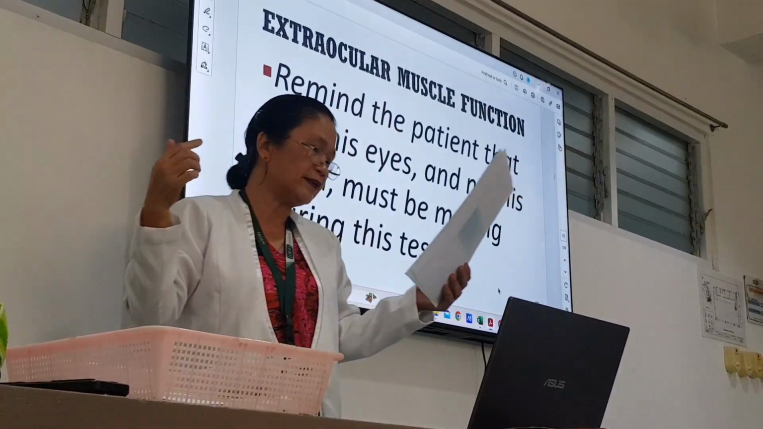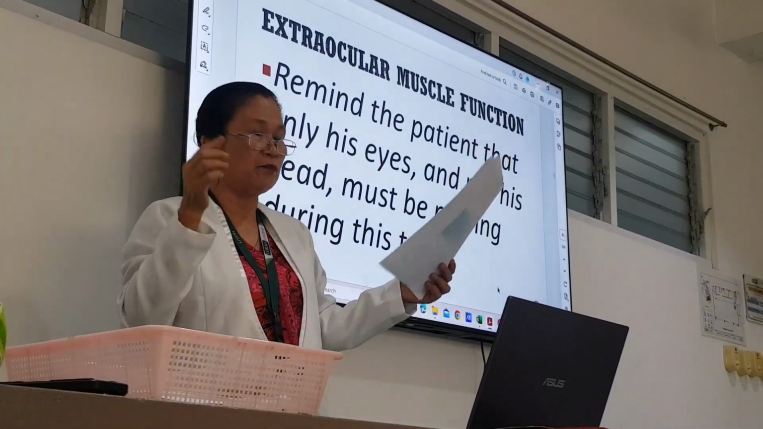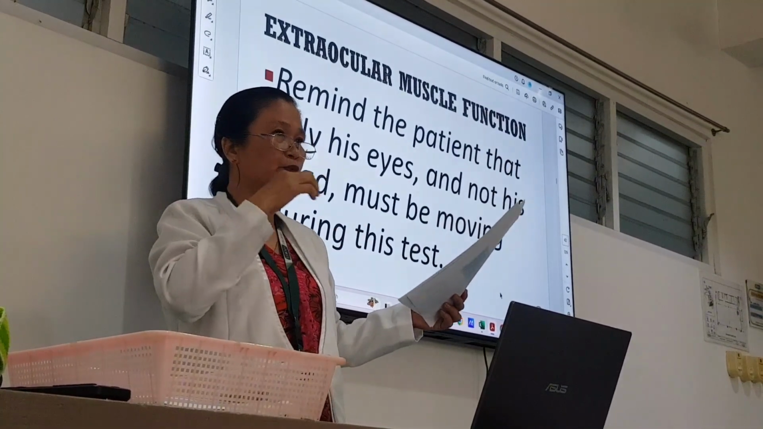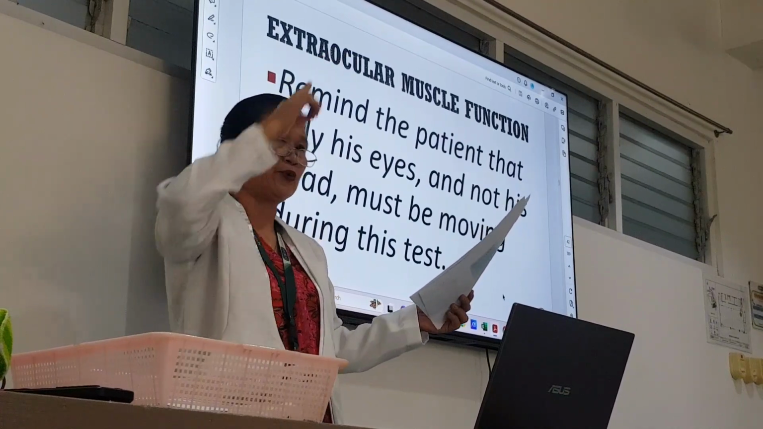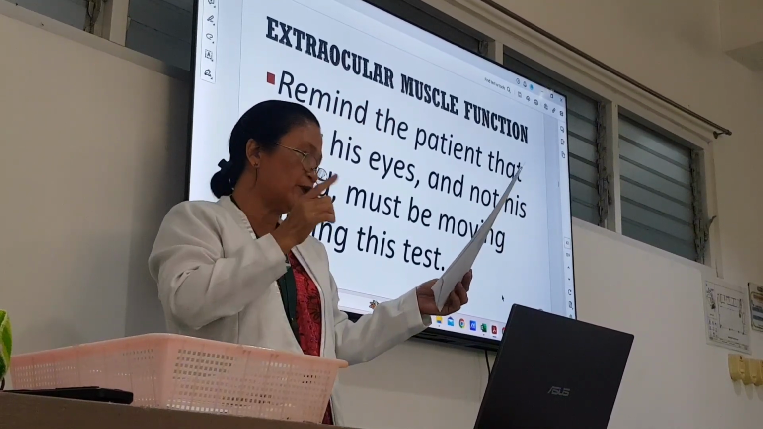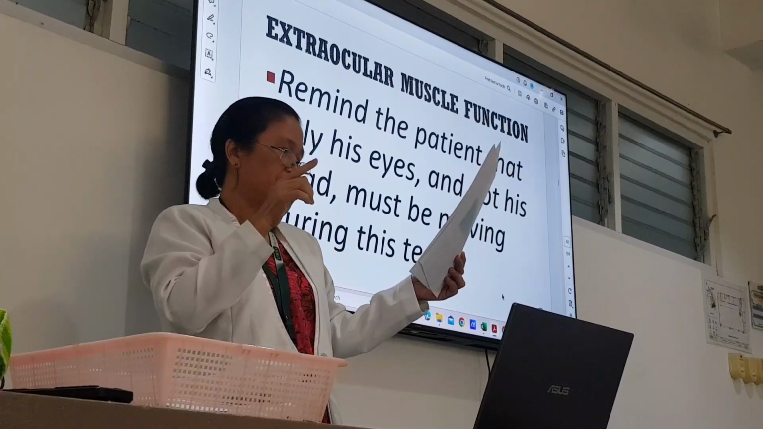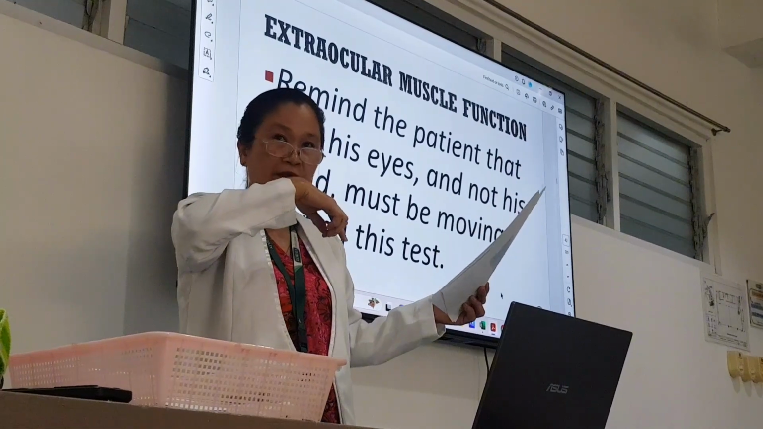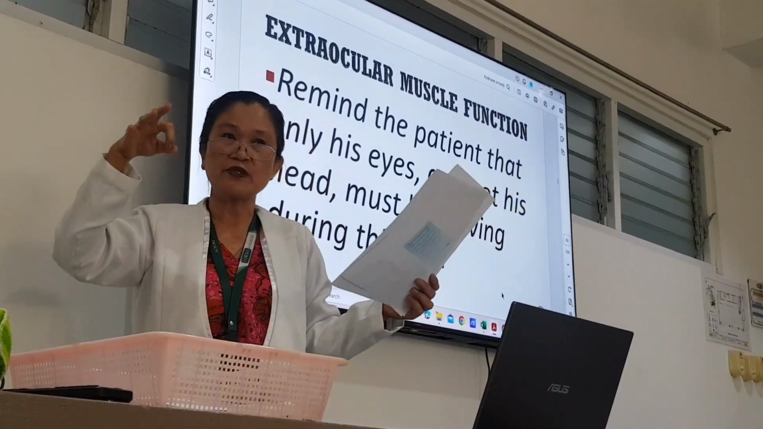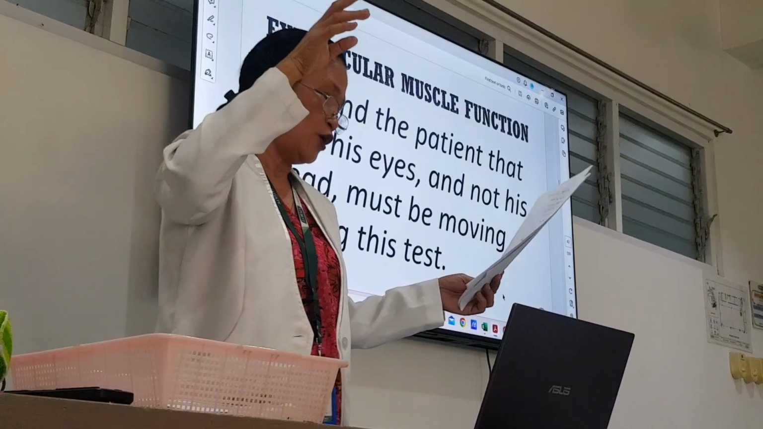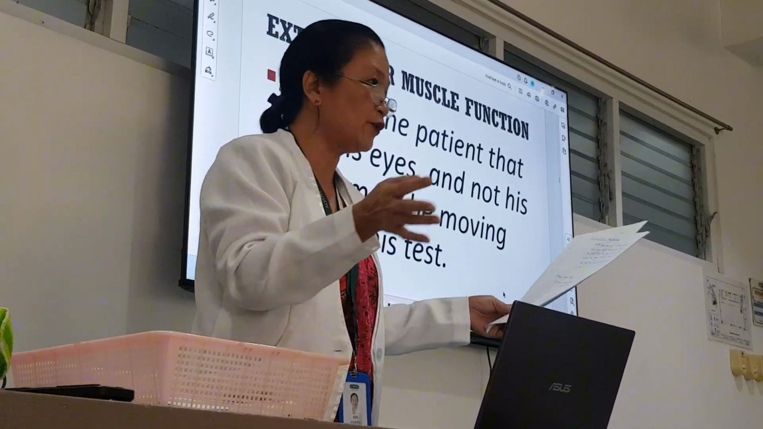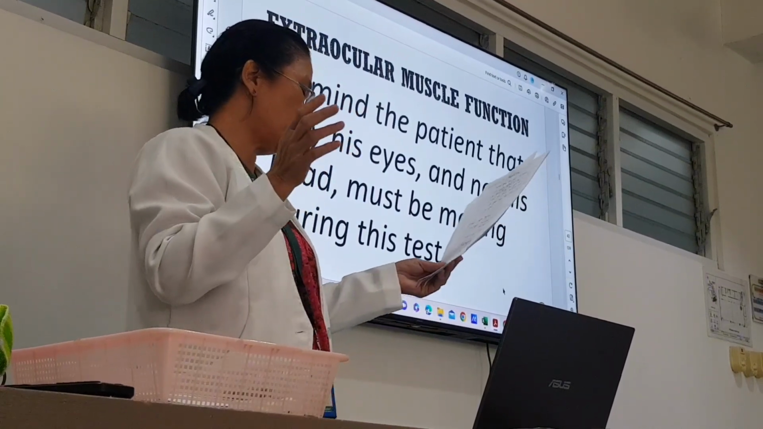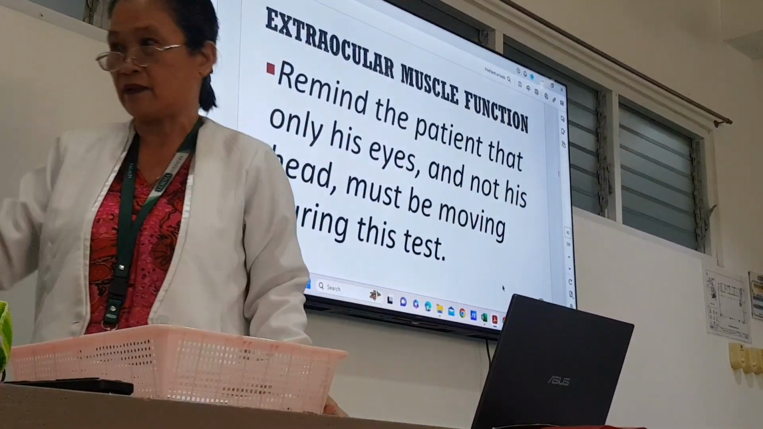The superior oblique is downward and outward. The inferior is the opposite: upward and outward. That is your 6 cardinal gaze: superior rectus, inferior rectus, medial rectus, lateral rectus, superior oblique, and inferior oblique. Thank you, ma'am.